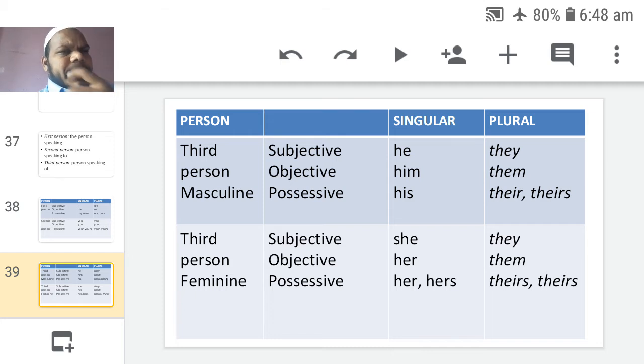Whereas in third person feminine, in subjective singular it is she, in plural they. In objective it is her in third person feminine and them in the third person feminine plural. Whereas in possessive, her is the third person feminine singular pronoun and hers is also a third person singular feminine pronoun. Whereas in plural it is their, theirs in third person feminine plural pronoun.